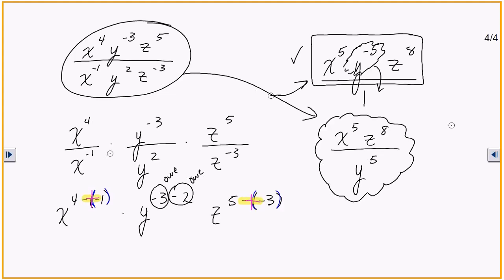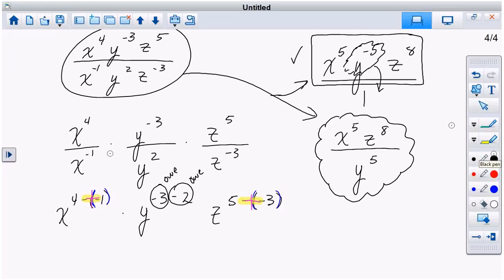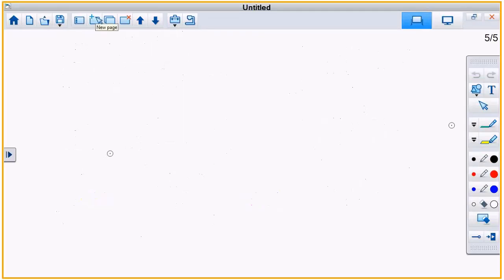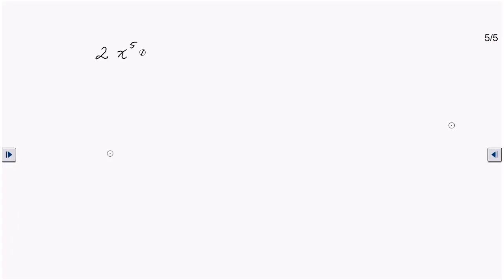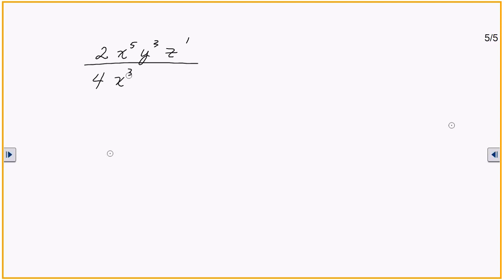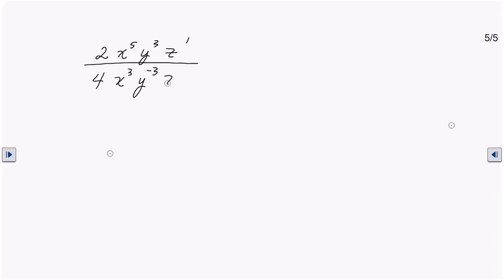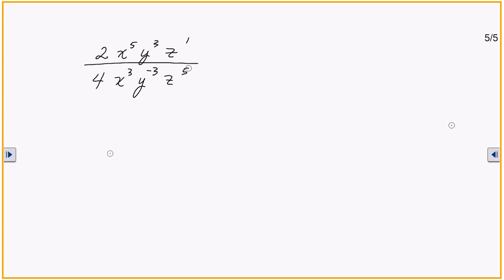Okay, so let's do another one. And this time I'm going to keep it kind of like that one, but I'm going to add some coefficients to it. Let's go with 2x to the 5th, y to the 3rd, z to the 1st, over 4x to the 3rd, y to the negative 3rd, z to the 5th. All right, pause the video and work on that problem and see what you come up with.